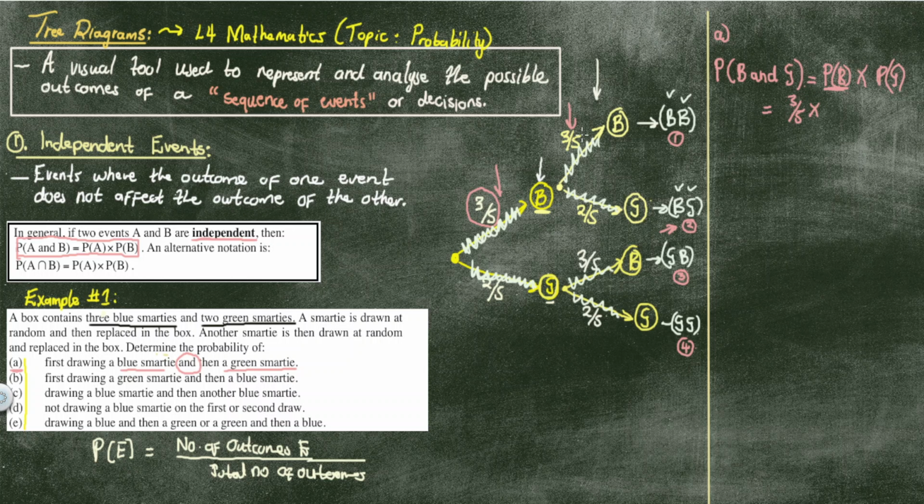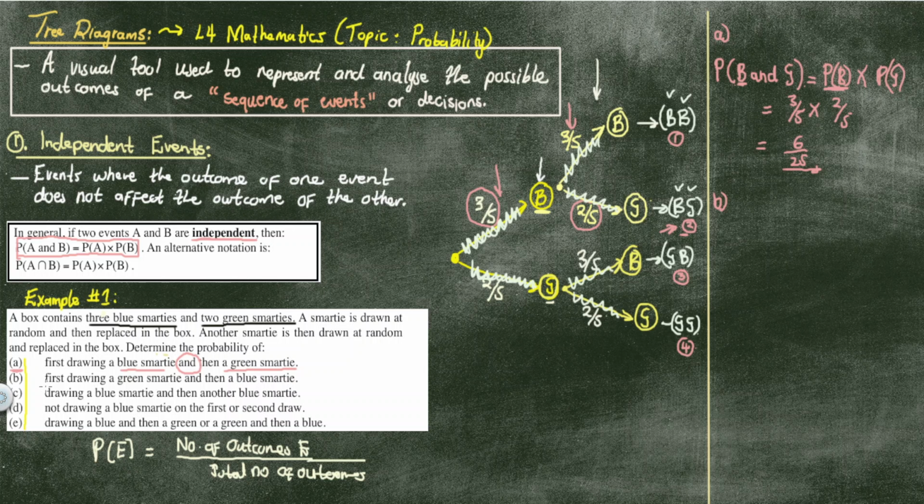Multiplied by the probability of choosing a green second, it's 2 over 3. It's branch number 2, so it's 2 over 5. So the answer is going to be 6 over 25. So this is the probability of choosing green, then blue, then a green afterwards. Number B.